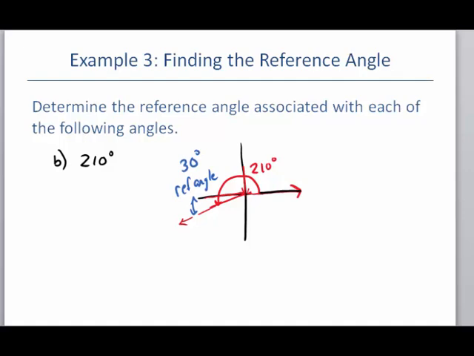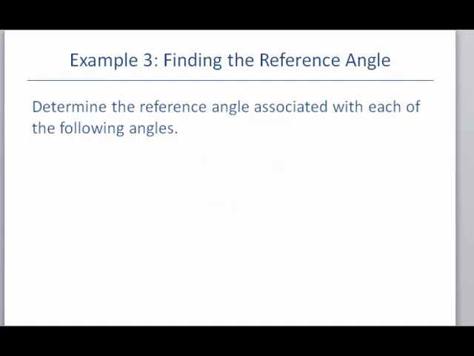All right, let's try another one. What if our angle was 315 degrees? And so again, we'll start by sketching out a picture of the angle. 315 degrees is a multiple of 45, and so remember how we do those.